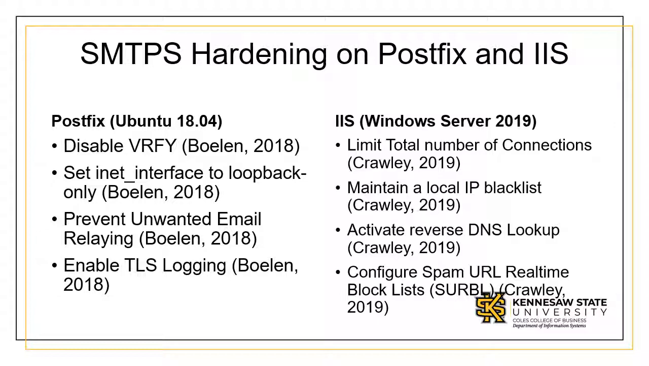For the Windows IIS SMTPS server, there should be a limited number of connections allowed. This will prevent a denial of service or DoS attack. There should be a list of blacklisted IP addresses that is maintained so the system knows not to allow certain mail. Reverse DNS lookup can help prevent spam and spam attacks, so it should be activated. And then spam URL real-time block lists are good to have configured because they can help prevent malware and phishing attacks by filtering out these emails.